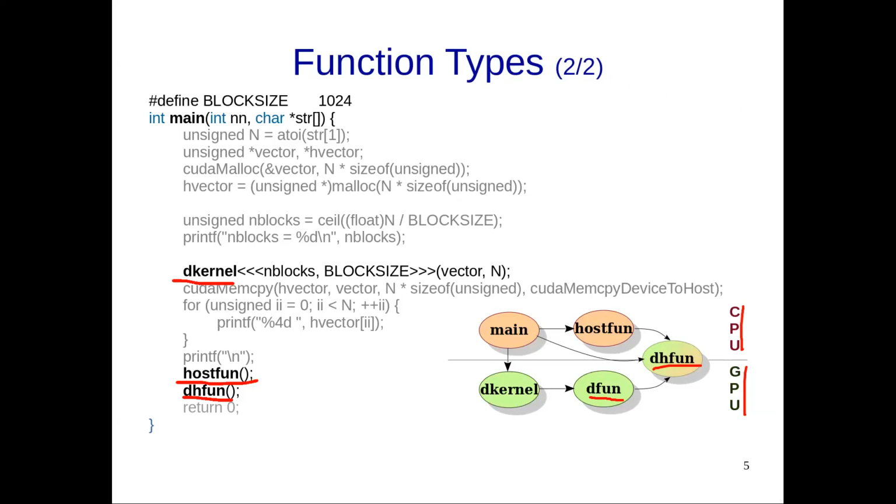Host fun can call dkernel. Very good. Right? So from host fun also I can call a dkernel. That is very correct. Right? As Harish has pointed out. Any other arrows possible?